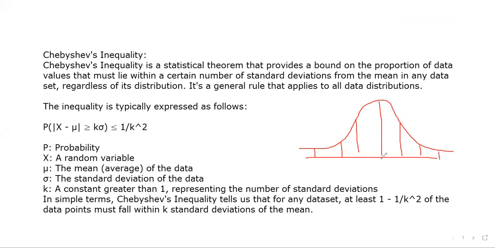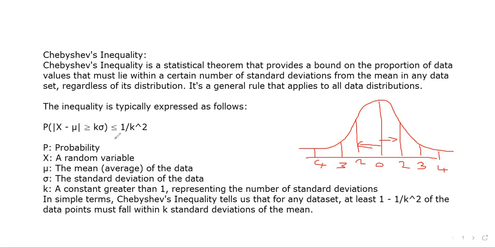The number of deviations must be more than 1. So we start with 2, 3, 4, going upwards. It can even admit decimal points. So it will tell you what percentage lies within, and it can be 1.1, but not 1. It should be greater than 1.